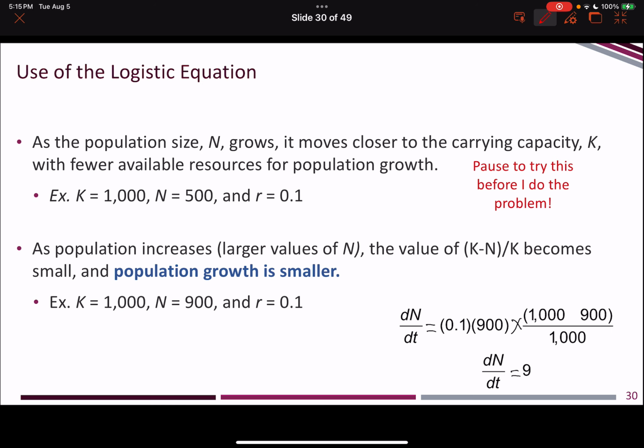There are two examples on this page. I would really like you to pause the video and try to do one of these equations, or watch the first one and then pause and try to do the second one. So the equation we're using is going to be the rate of change of the population is the growth rate of the population times the population size divided by our carrying capacity factor.